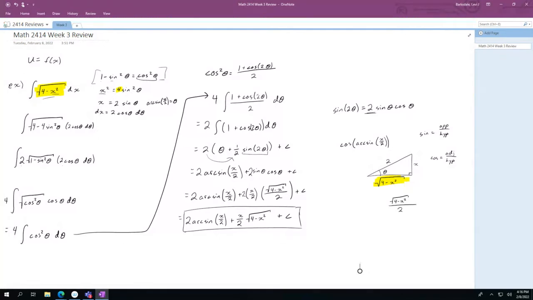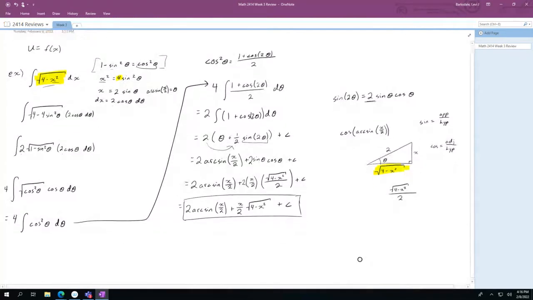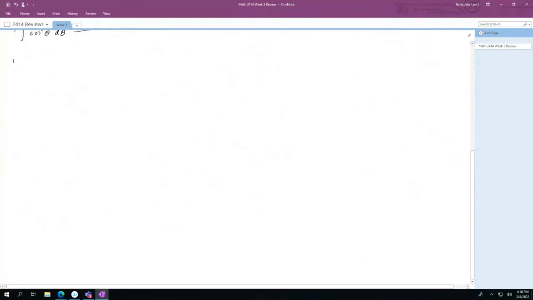Time for, I think, some general rules. So in general, there are 3 substitutions we can make. If we have the form the square root of a squared minus x squared, well, then the substitution we might want to make is probably going to be x is equal to a sine theta, or x squared is equal to a squared sine squared theta.